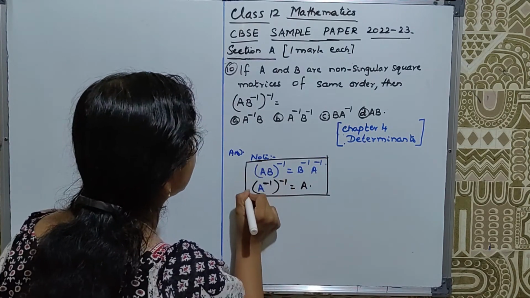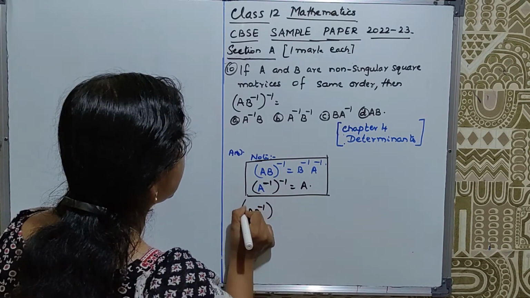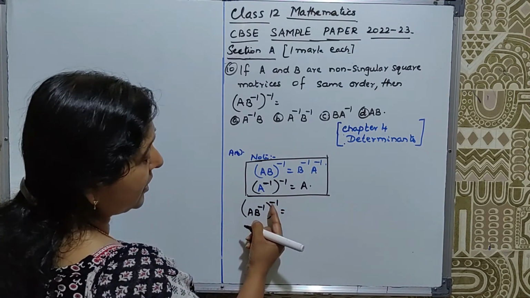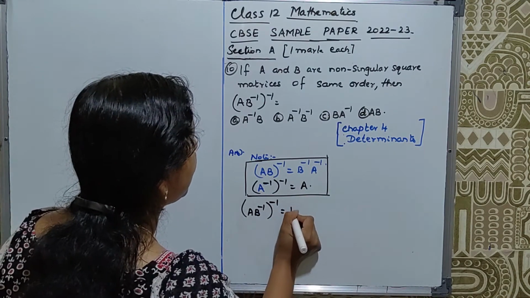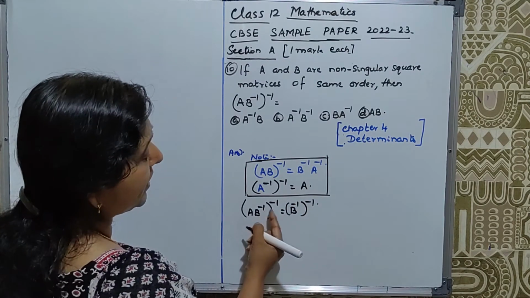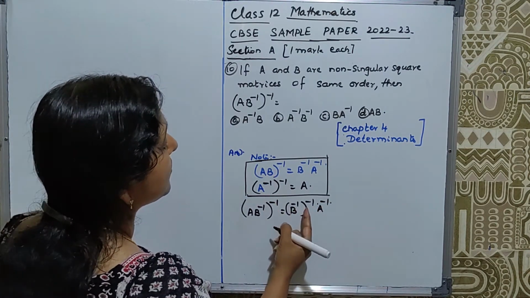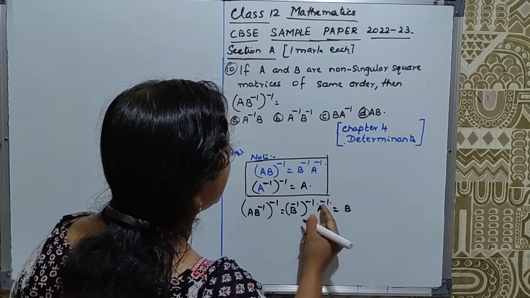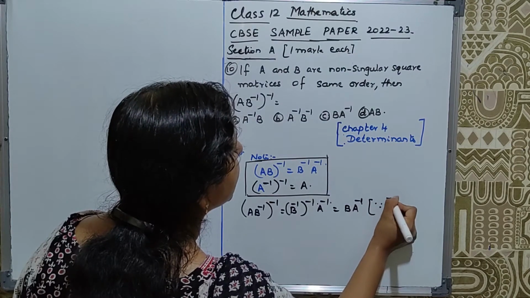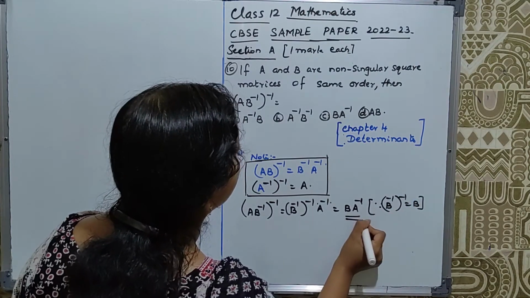Based on that property, now we'll do the sum. The answer here is ((AB) inverse) inverse. That inverse is for the whole of B A. Now we apply the outer inverse to the inner inverses, so it will be (B inverse) inverse, and then (A inverse) inverse. But we know (B inverse) inverse is B itself, and A inverse will stay as it is, because B inverse inverse is B. So we got the answer.